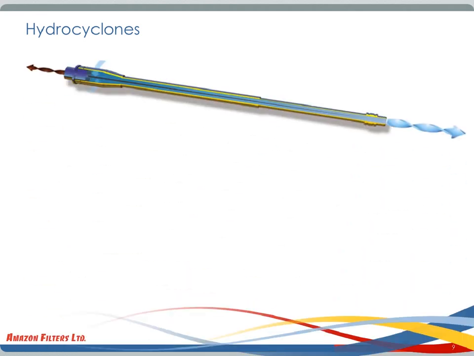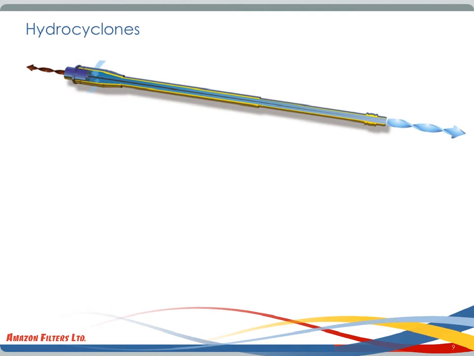Hydrocyclones come in two different varieties, de-oiling and desanding. In de-oiling hydrocyclones, we are removing a rejected stream of oil from the centre of them. In a desanding hydrocyclone, we are removing the more dense sand from the outside, allowing the water to continue.